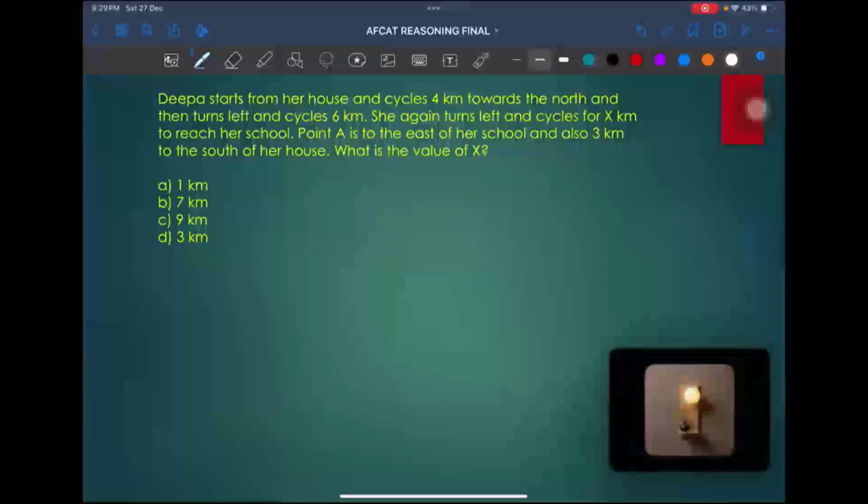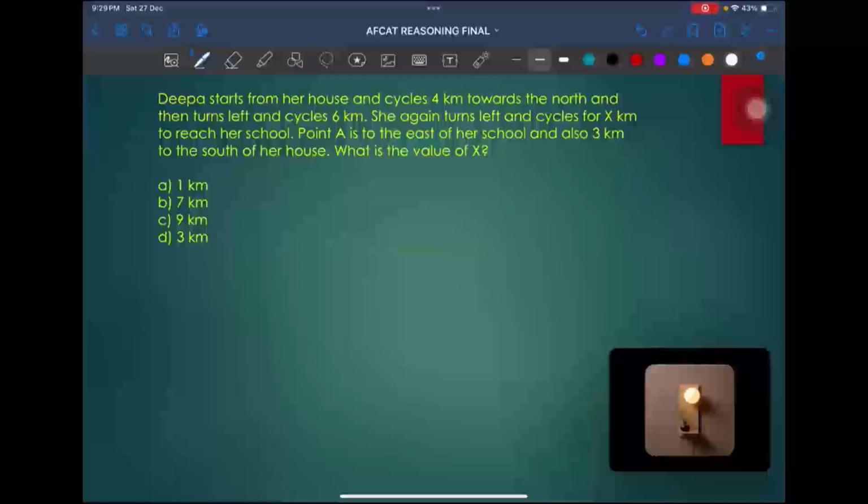Deepa starts from her house and cycles 4 kilometers towards north and then turns left and cycles 6 kilometers. She again turns left and travels X kilometers to reach her school. Point A rests to the east of her school and also 3 kilometers south of her house. It is exactly similar to the previous question. Try to solve it.